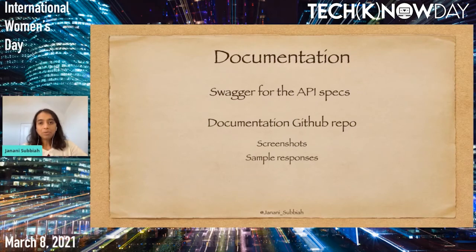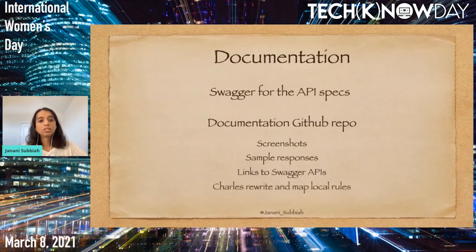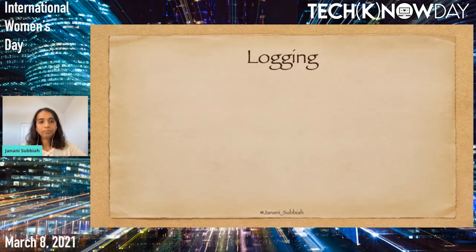Sample responses can also be stored in this GitHub repository. These could be entire sample responses or just bits and pieces of responses that actually drive certain sections of the UI. And there can also be links to Swagger APIs if somebody wants to check them out. And Charles rewrite and map local rules could also be housed here for all developers, so that they can use this for testing.